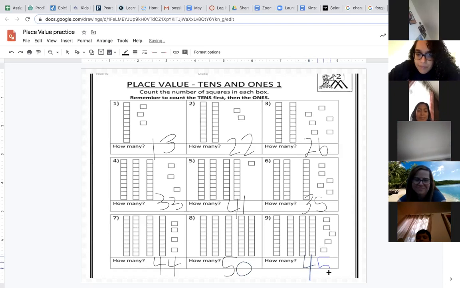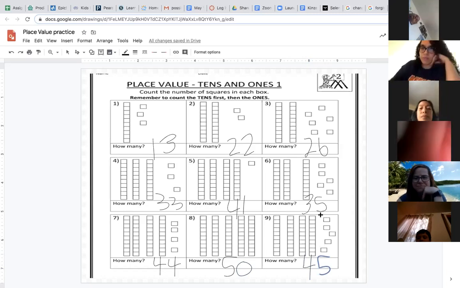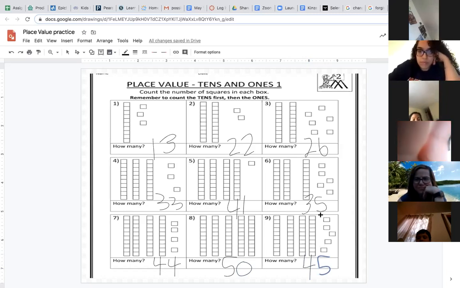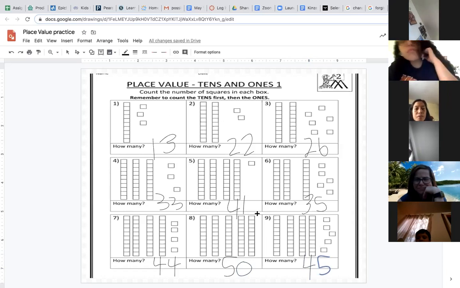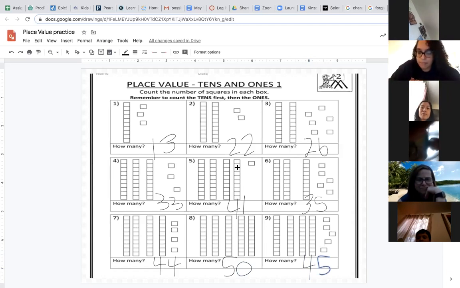Now, we've completed this. We counted the number of squares in each box by looking at the groups of 10, and then we looked at the ones, which were the singles. Now, what I want us to do is compare some of these numbers. Remember when we compare, we figure out how they're alike and how they're different, or if they're the same.